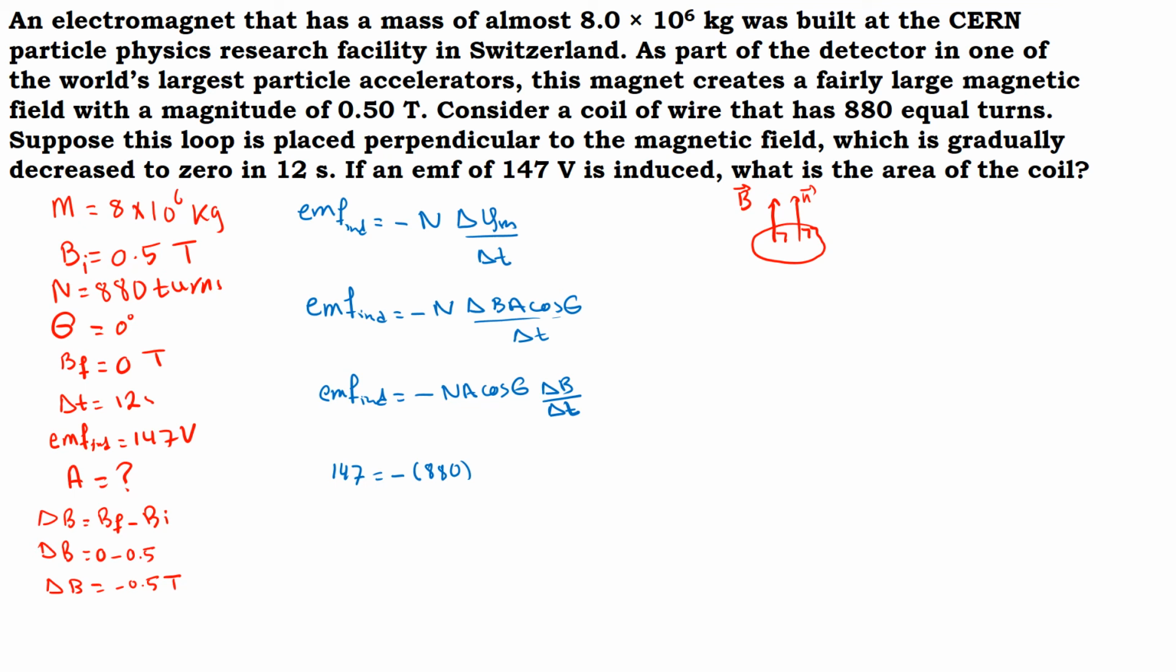We replace: 147 equals minus the number of turns, which is 880. The area is the unknown. Cosine, the angle is 0. Delta B is negative 0.5 over delta T, which is given as 12 seconds.